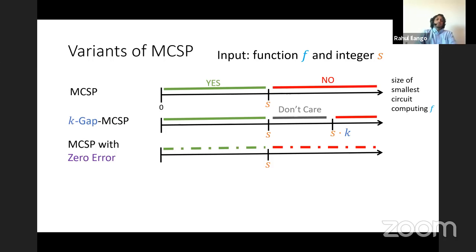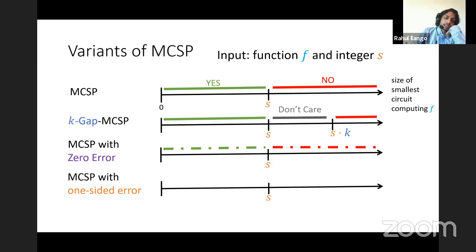And there's also a one-sided error version of MCSP. In this version, you're allowed to make errors on one side. You're allowed to say yes when in fact the answer is no. But the point is, whenever you say no, you must be correct.